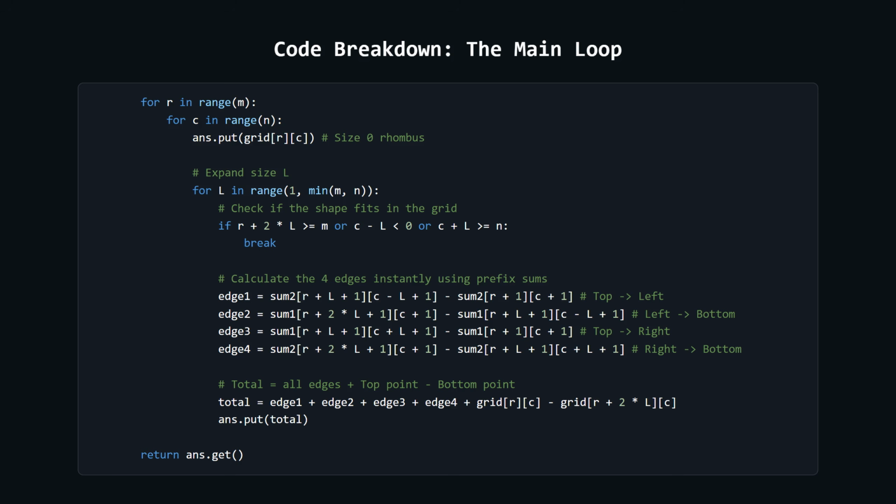Here is the engine of our solution. We loop through every row and column, treating each spot as the very top tip of a diamond. Right away, we feed that single cell to our high scoreboard, because remember, a single cell counts as a size 0 diamond. Then, we start growing the size, stretching it out. We check if the shape hits the walls of the grid. If it fits, we use our shortcut grids to instantly grab the sum of the 4 edges. We add them together, make a tiny adjustment so we don't double count the corners, and feed that massive total into our answer tracker.